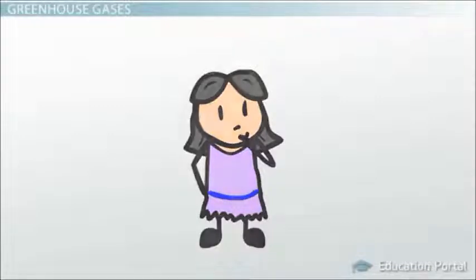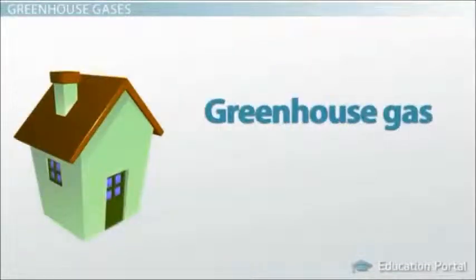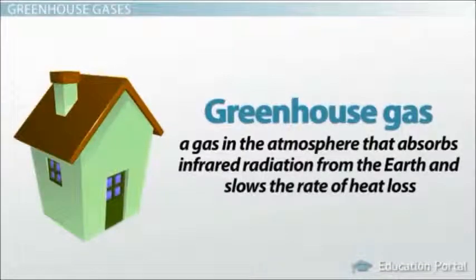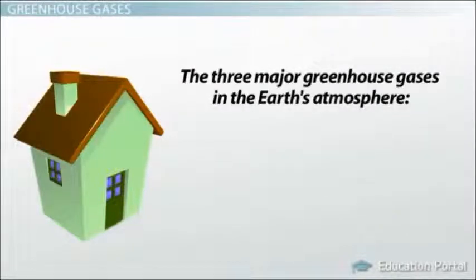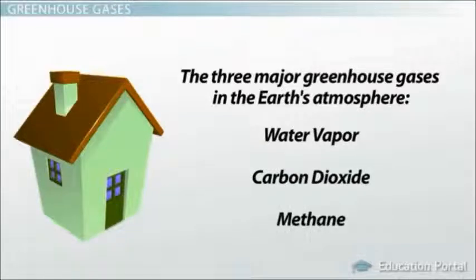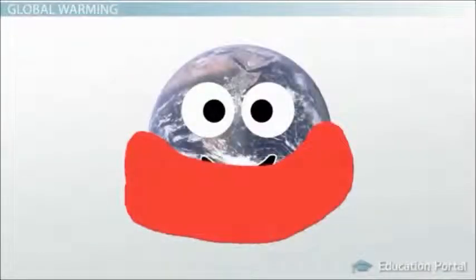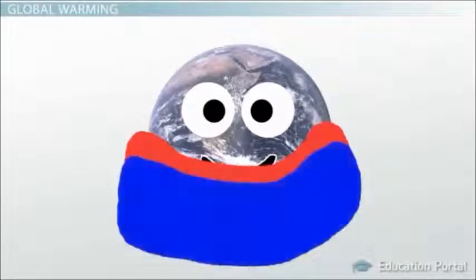The reason is carbon dioxide is a greenhouse gas, which is a gas in the atmosphere that absorbs infrared radiation from the Earth and slows the rate of heat loss. The three major greenhouse gases in the Earth's atmosphere are water vapor, carbon dioxide, and methane. These greenhouse gases act like a giant blanket for the Earth, helping it to retain heat. And when the concentration of greenhouse gases goes up, it's like adding another layer of blankets.